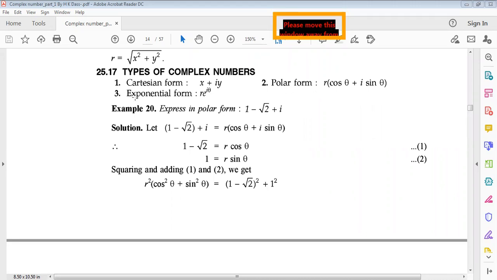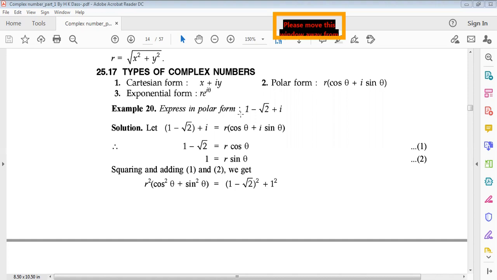And we can get another form, the exponential form. That means r into e to the power i theta. Cos theta plus i sin theta wholly can be written in exponential form as e to the power i theta. Taking r common, cos theta plus i sin theta equals e to the power i theta. That means there are three types of complex number: one is the Cartesian form, number two the polar form, and another is the exponential form. We have to remember these three forms.